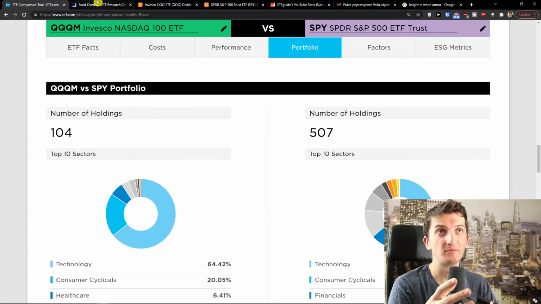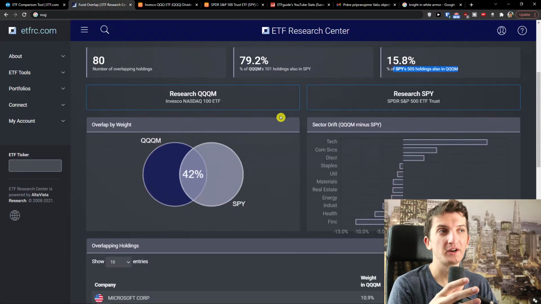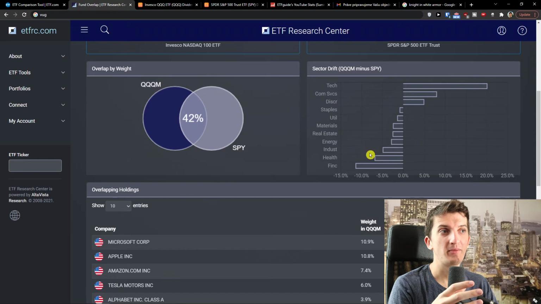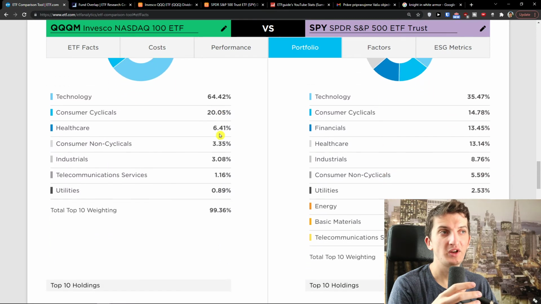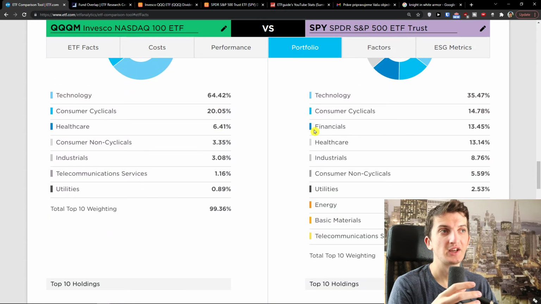So that's pretty much it. Now when we go even further, you see the sector drift, primarily financials, health, industrials, where SPY is heavily weighted, because when you come here you won't see any financials in QQQM. So that's pretty much it.